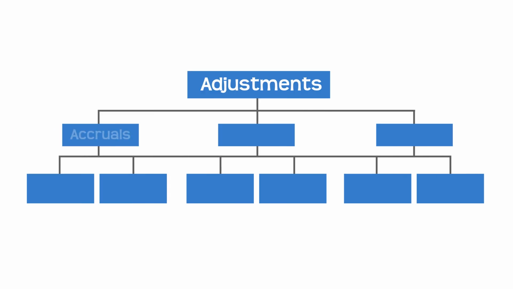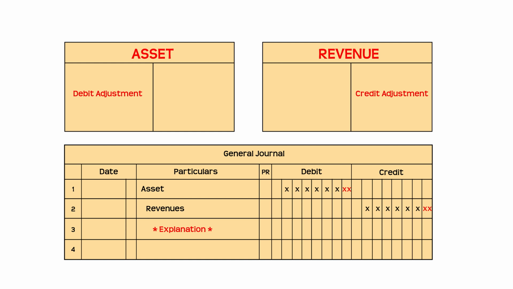These are adjustments for revenues that have been earned and expenses that have been incurred even without the actual receipt and disbursement of cash. Under the accruals, we have accrued revenues. These are revenues already earned in an accounting period that are unrecorded because there has been no cash collection made yet. The adjusting entries for accrued revenues increase the assets and increase the revenues.